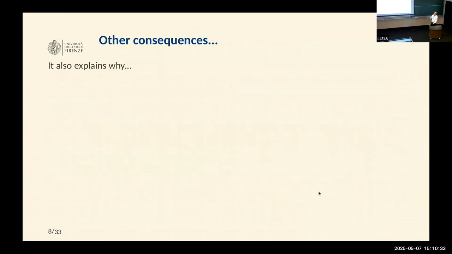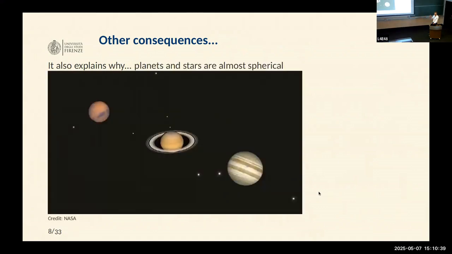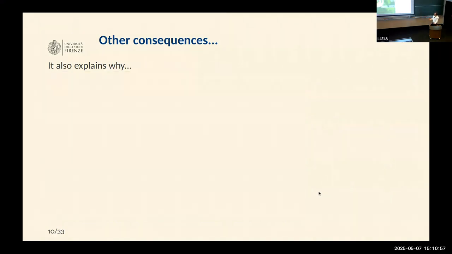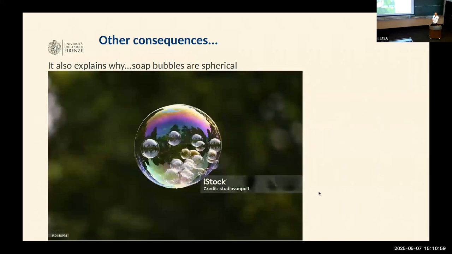But this is not the only consequence of the isoperimetric inequality. For instance, it explains why planets and stars are almost round-shaped, or why the kettle at my home has this shape. Of course, a ball would be more efficient, but then you couldn't put it on the fire. Or why soap bubbles are spherical.